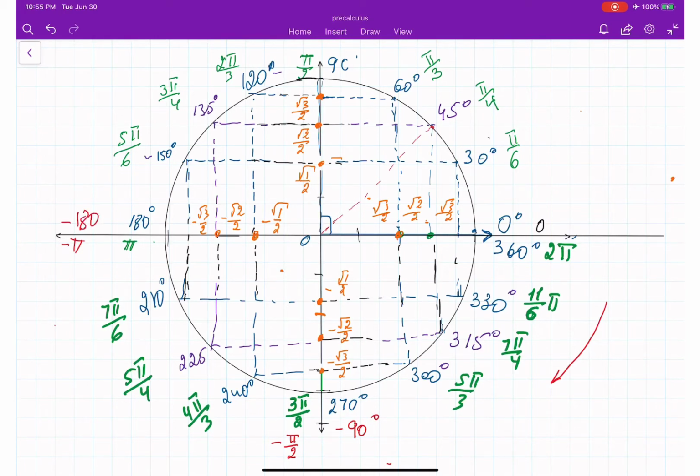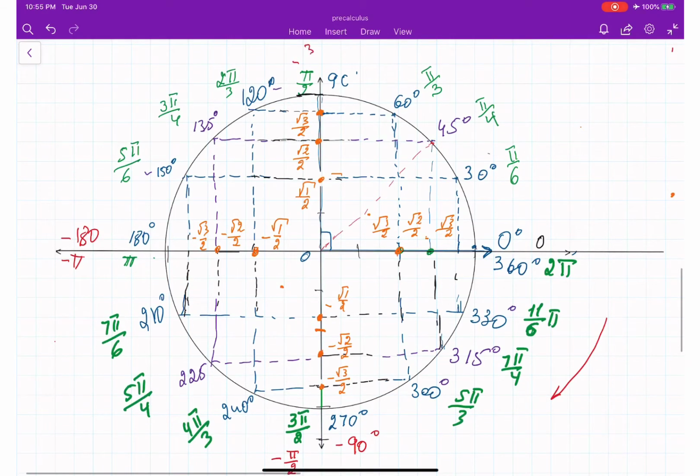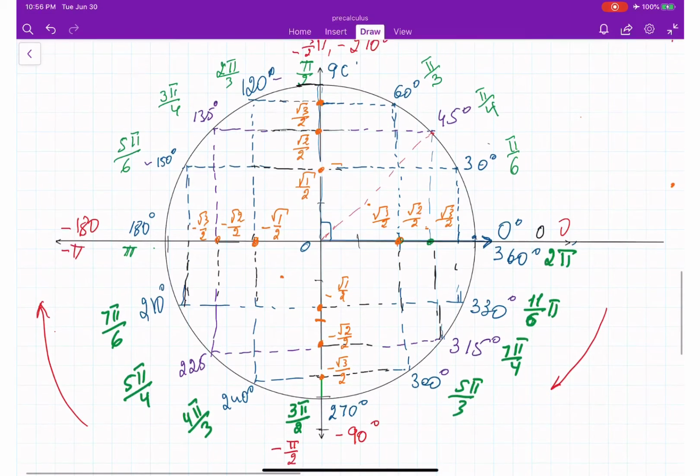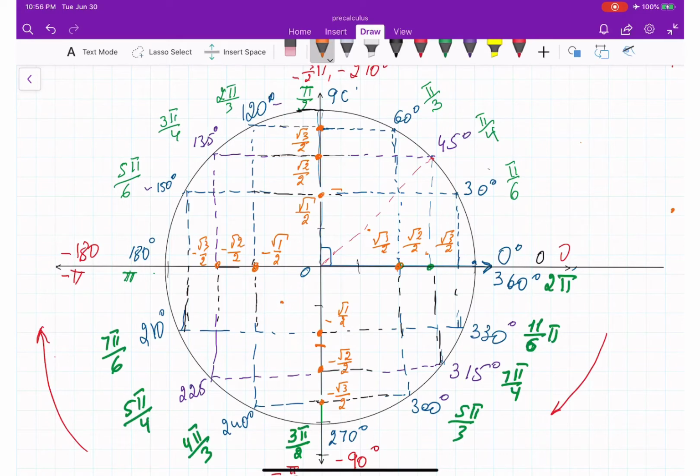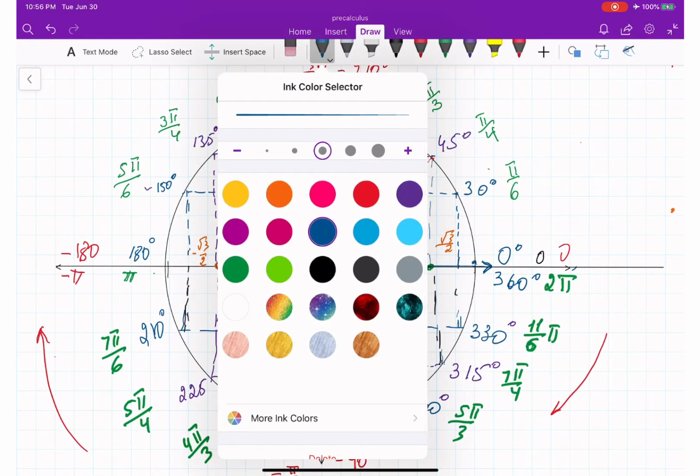Here will be negative 3/2 pi, and it's going to be negative 270 degrees. And here we have 0. Okay. Let me fix this one also.